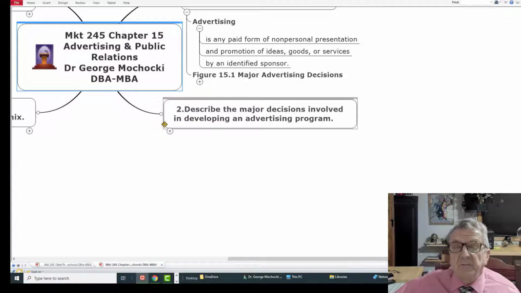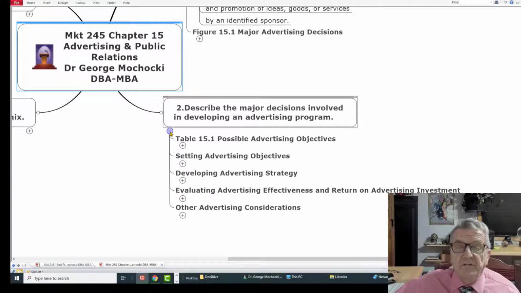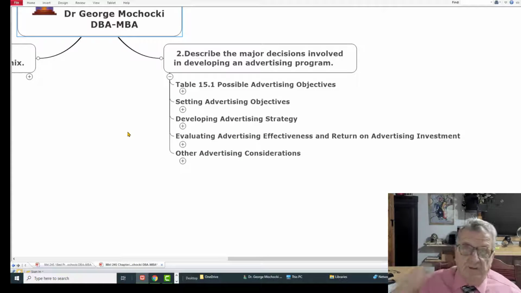All right, describe the major decisions involved in developing advertising. Now, this is a possible course objective. These are all course objectives. You've got to set up advertising objectives. Where do you want to go? You've got to look at developing advertising strategy, how you're going to get there, and evaluate how effective your objectives and your strategies are, and then other considerations.